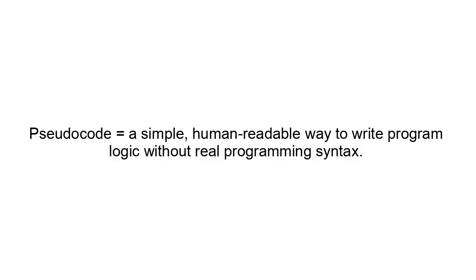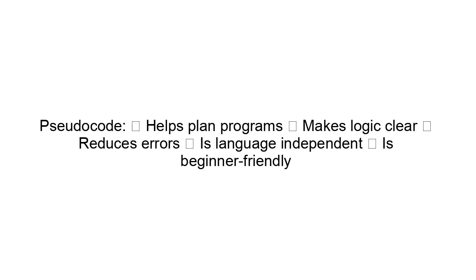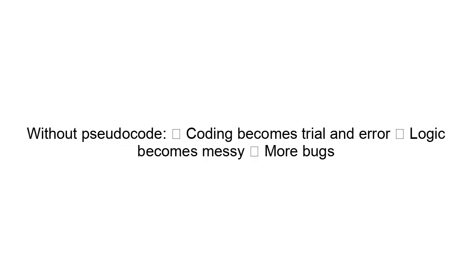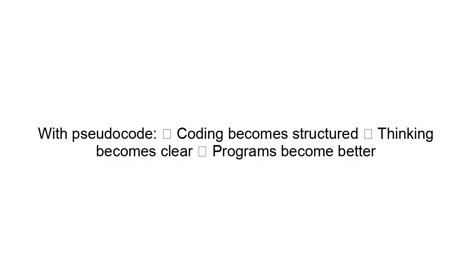Summary. Pseudocode helps plan programs, makes logic clear, reduces errors, is language independent, and is beginner friendly. Without pseudocode, coding becomes trial and error, logic becomes messy, and there are more bugs. With pseudocode, coding becomes structured, thinking becomes clear, and programs become better.